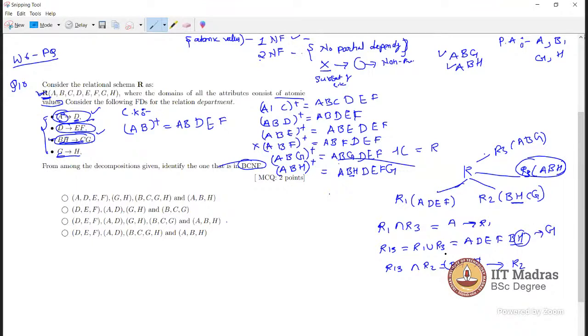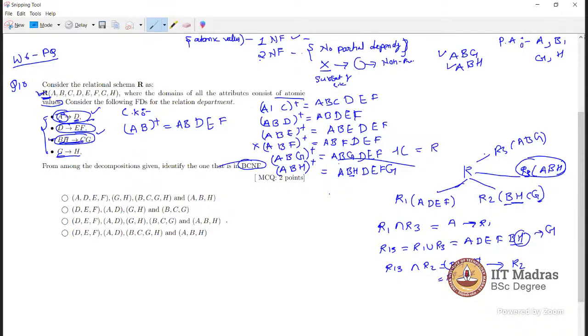Now is there any common attribute between R13 and R2? Only B is a common attribute, right? So from B, we cannot determine anything. Yes, so it will be a lossy decomposition. So we need to take this ABH only. Between R13 and R2, we have BG, sir, common in R13 and R2. BG. Okay, BG is there.